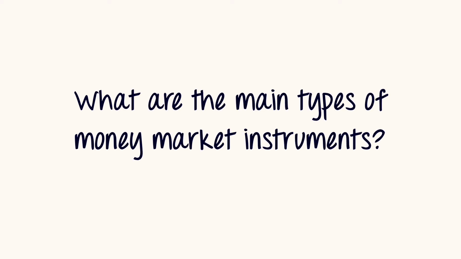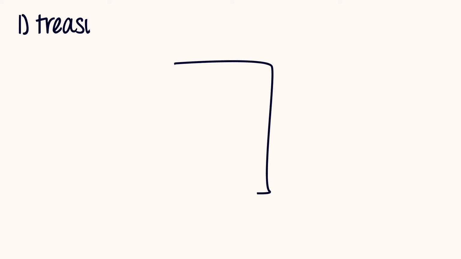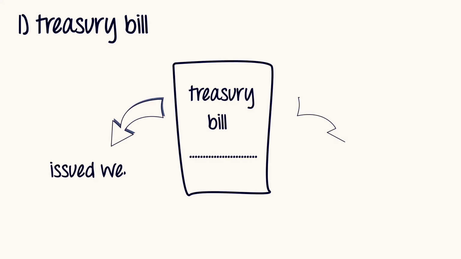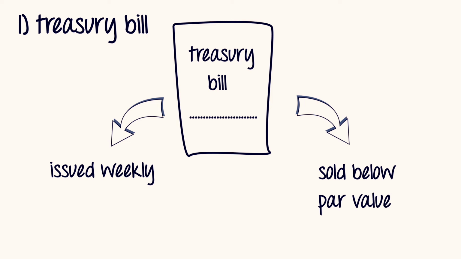What are the main types of money market instruments? In the UK, there are 3 main types. The first type is known as a Treasury bill. They are normally issued weekly on behalf of the UK government.